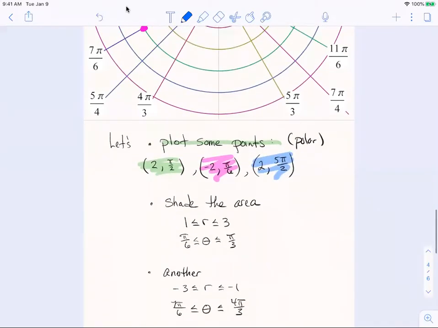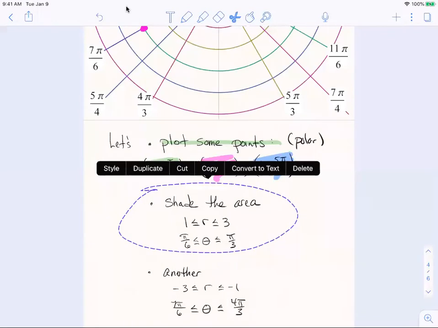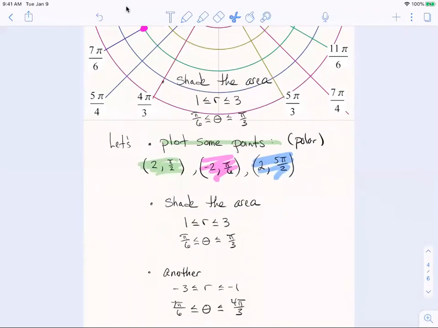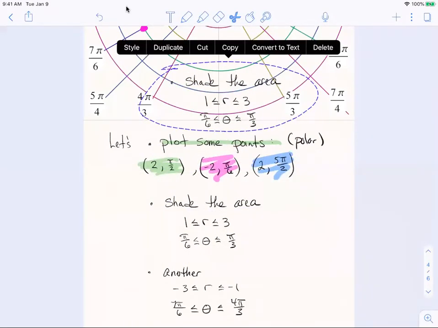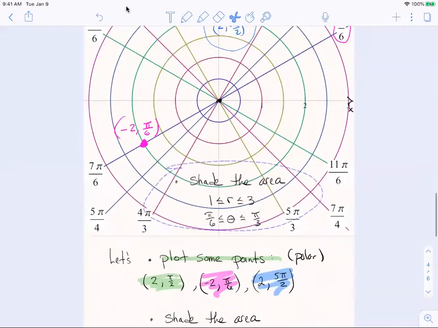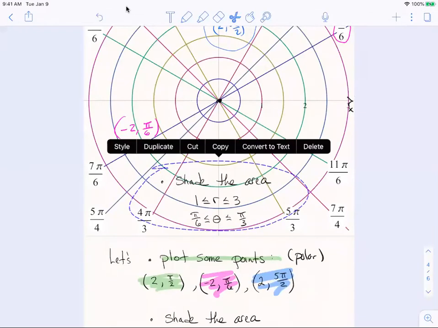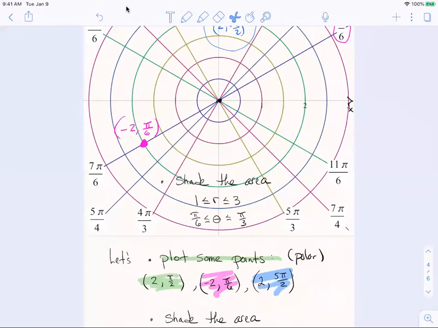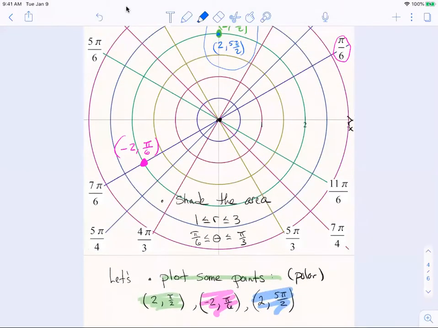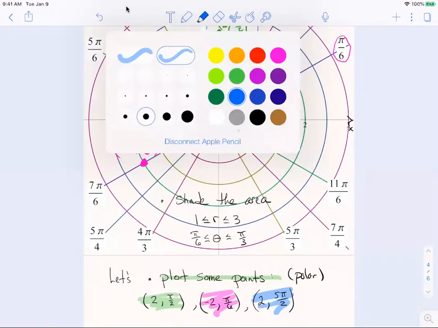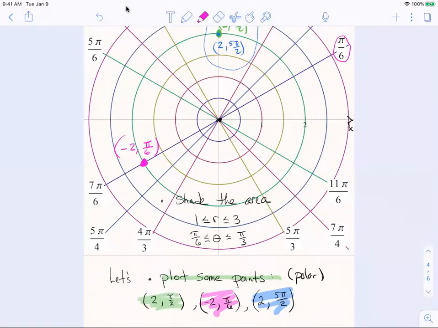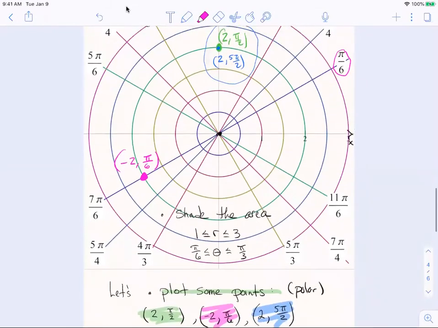The last thing I want to do is something like this. Let me try to put this up here where we can see it at the same time. So I want to try to shade the area. Can you still read that? Shade the area where r is between 1 and 3 and theta is between pi over 6 and pi over 3. All right, let's pick a color to shade it in, something bright.